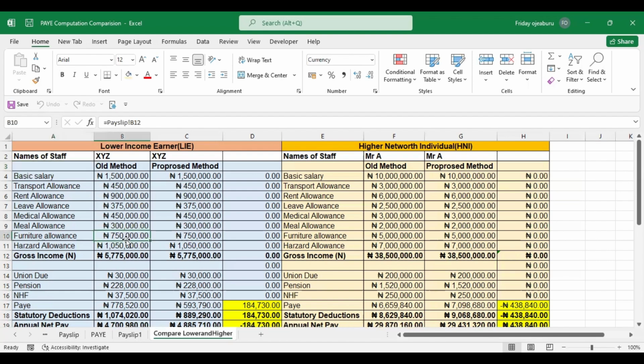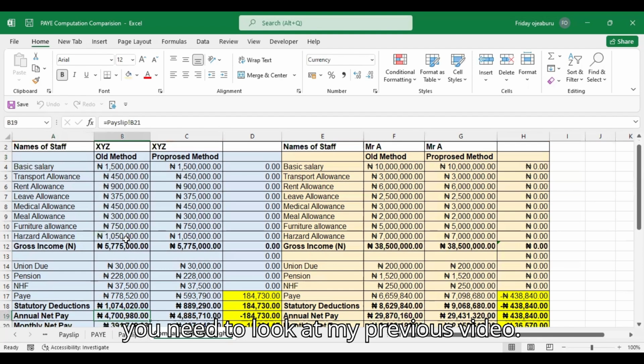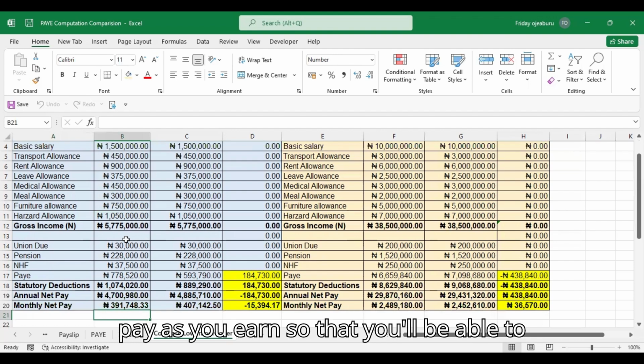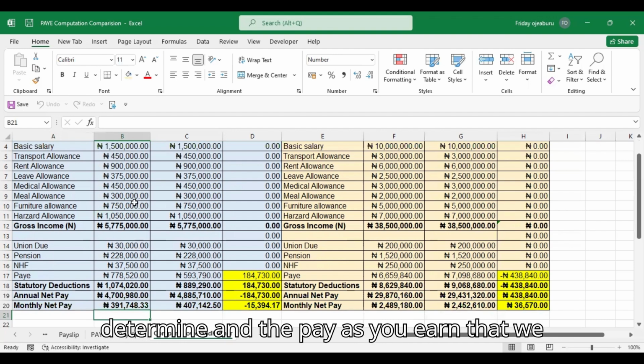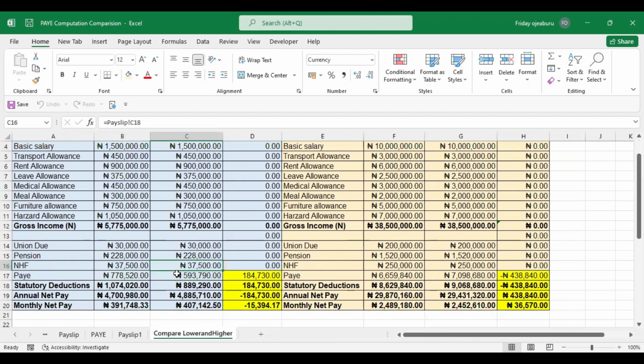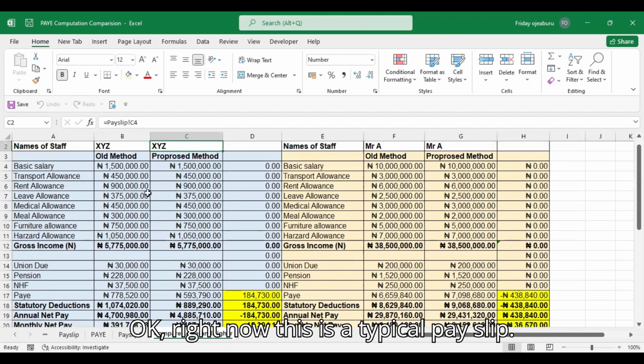Okay, so you need to look at my previous video on how to calculate payslip and pay as you earn, so that you'll be able to determine the pay as you earn that we have here in this video. Okay, right now, this is a typical payslip. You have a basic salary.